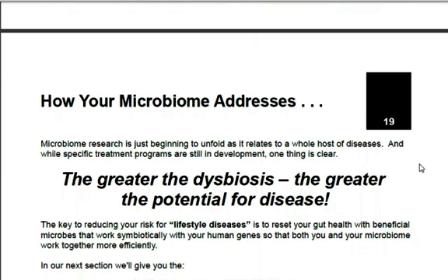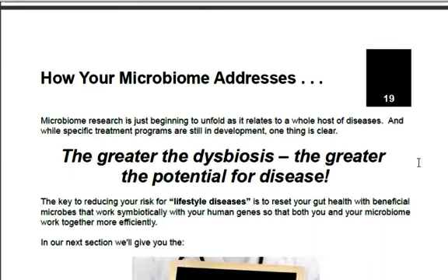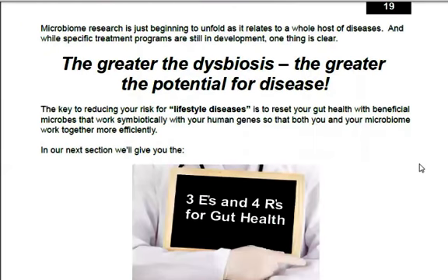So the next section of our ebook is how your microbiome addresses different health issues, because we want to set it up so that we can move them into our 3 E's and 4 R's for gut health. This is the prescription for improving gut health. The greater the dysbiosis, the greater potential for disease.